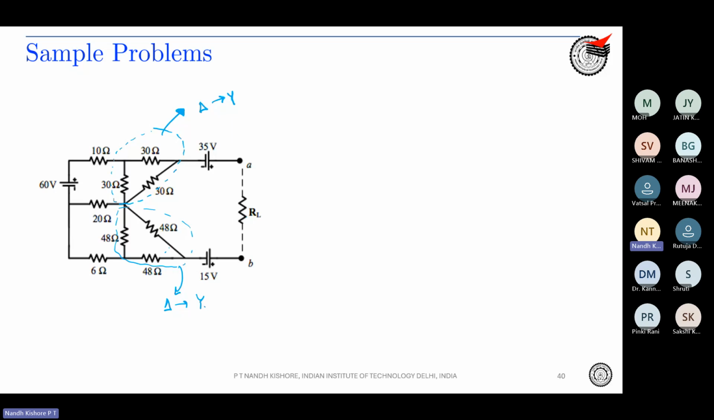All resistances are 30, 30, 30. So if I make it a star, that is something like this, correct? Same over here. So what will happen to the resistances? Will it increase or decrease for star? Directly by inspection, can you tell?